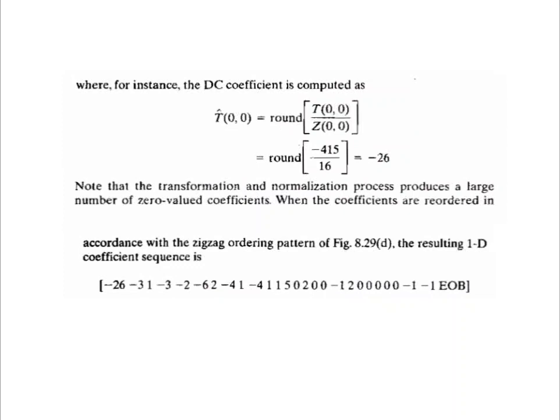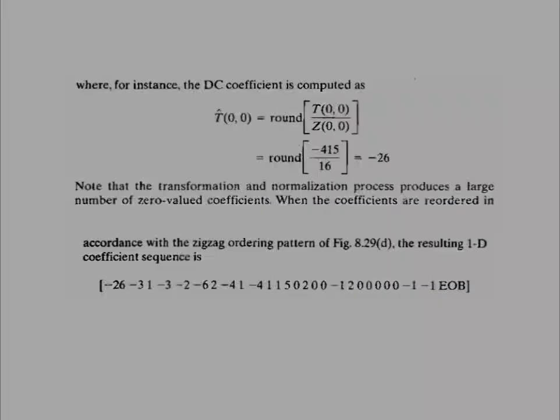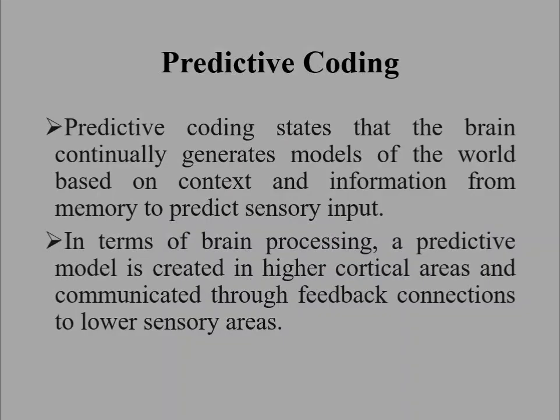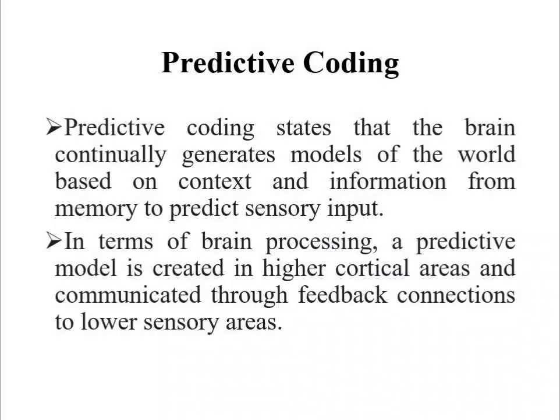Then we will discuss predictive coding. Predictive coding states that the brain continually generates a model of the world based on context and information from memory to predict sensory input. In terms of brain processing, a predictive model is created in higher cortical areas and communicated through feedback connections to lower sensory areas.